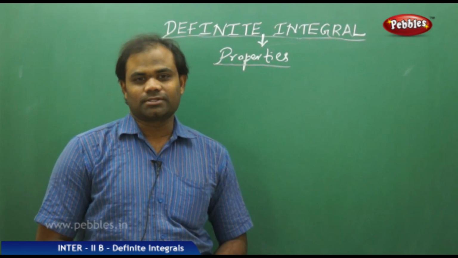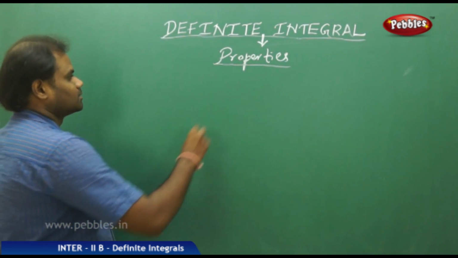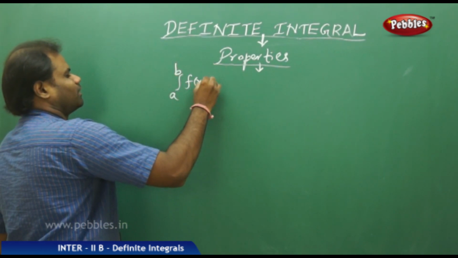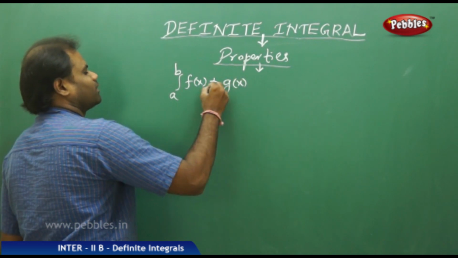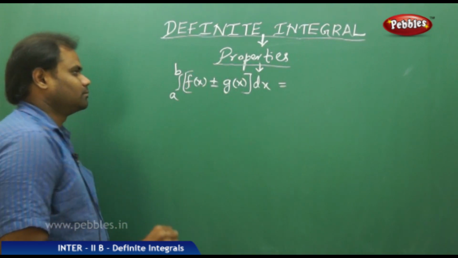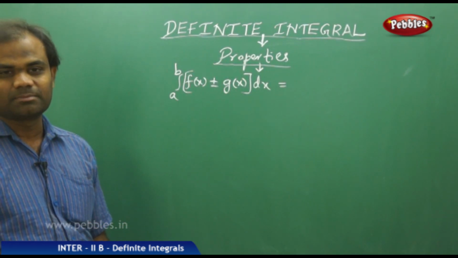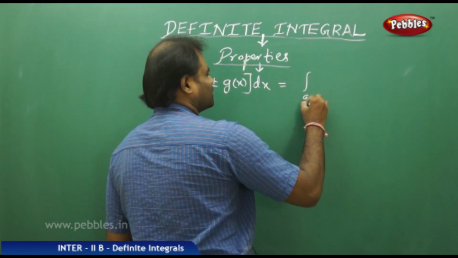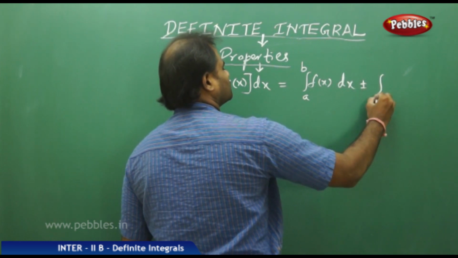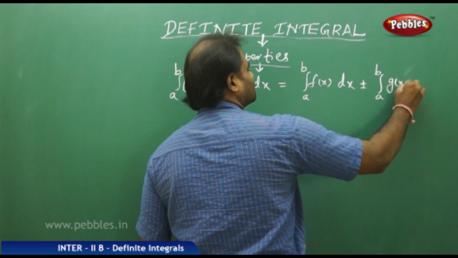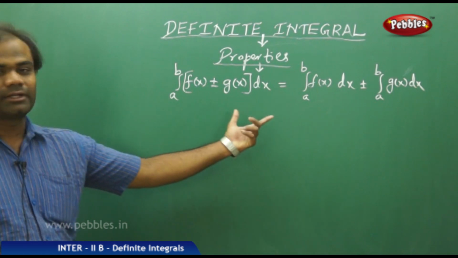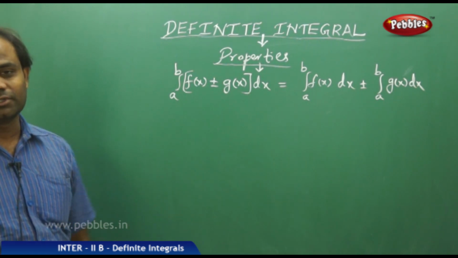Now let's see the properties of definite integrals. That is, as we have the integral from a to b of f of x plus or minus g of x dx, then the definite integral of this can be split easily as the integral from a to b of f of x dx plus or minus the integral from a to b of g of x dx. So here the linear property clearly holds even for definite integrals, as can be clearly seen out here.